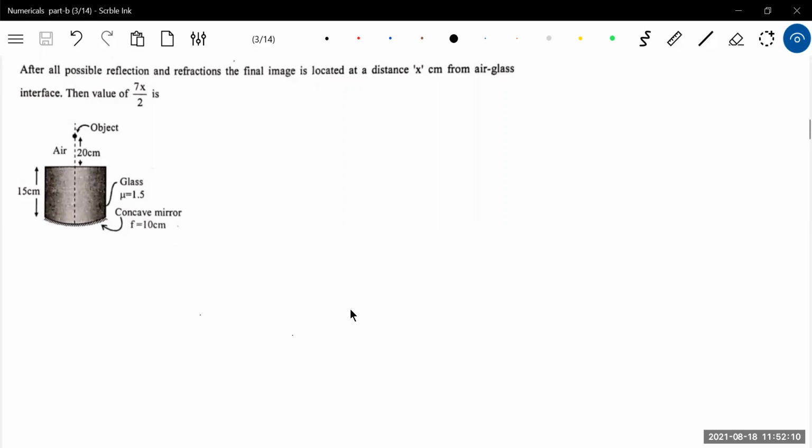And now who will see this particular object? The mirror, no? So for the mirror, what will happen? This object is in a rarer medium, and it will see, and the mirror is present in the liquid. We have to assume it. So it will appear mu times more.